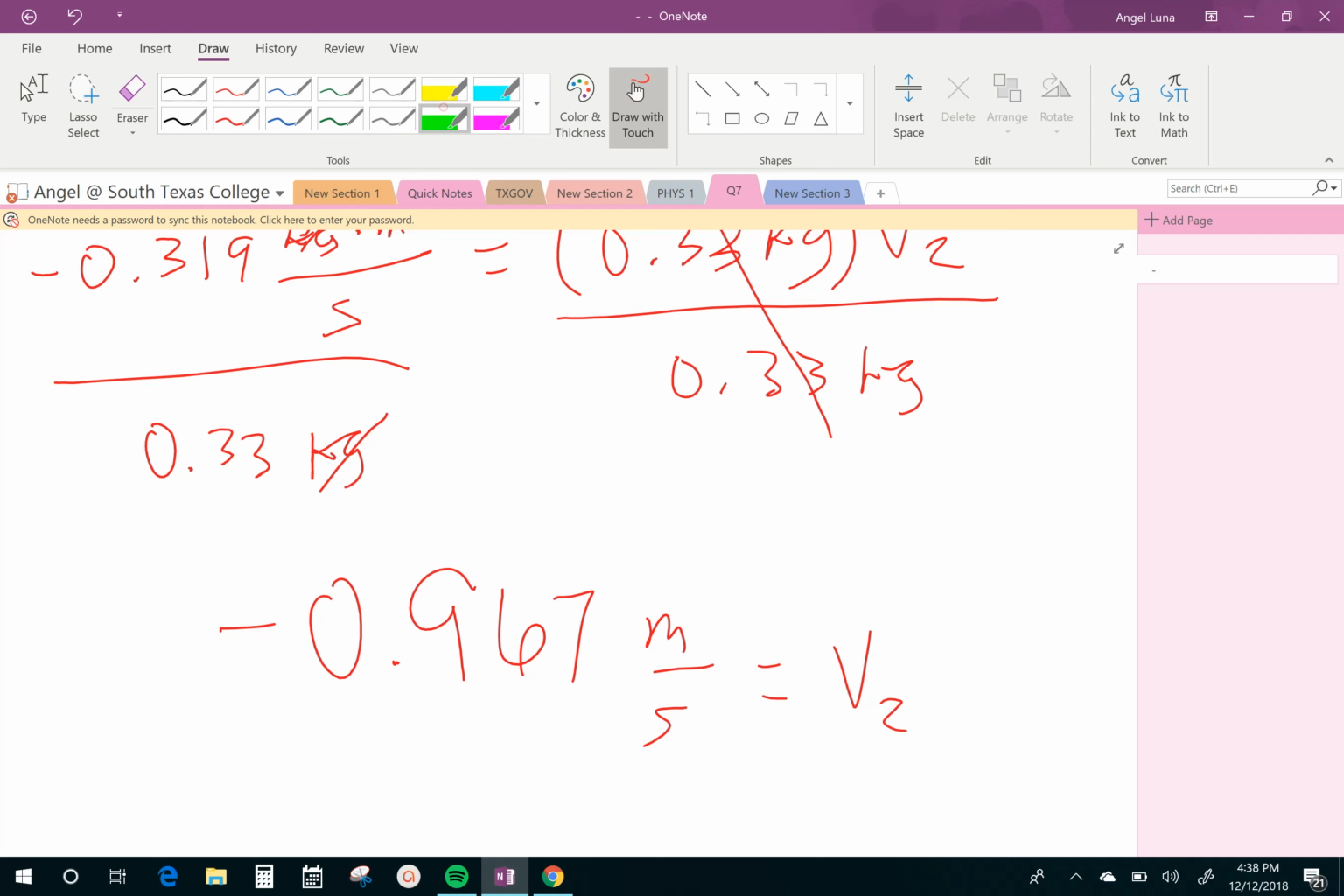And now the reason why it's negative is that it's indicating that the cart will move in the opposite direction of the rat.